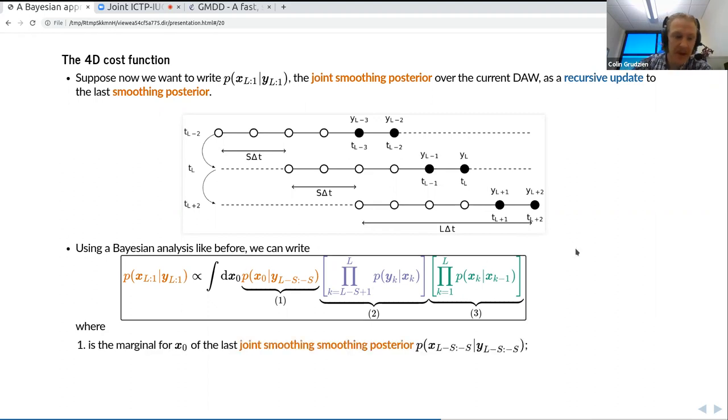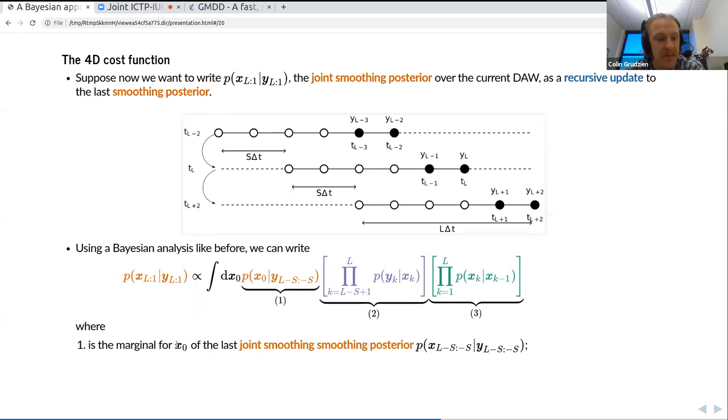where in the first place, this is the marginal for what we'd say is our initial condition, given the last joint smoothing posterior, where again, this S is the shift size. So this corresponds to one shift back in time, the time series, one shift back in time, and the observation time series, one shift back in time.